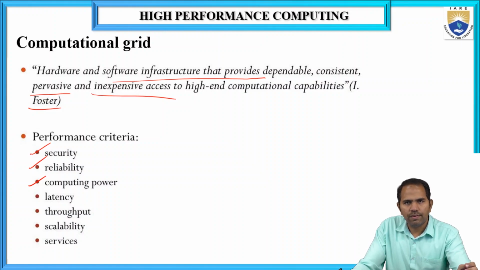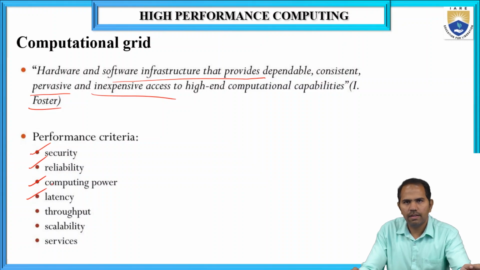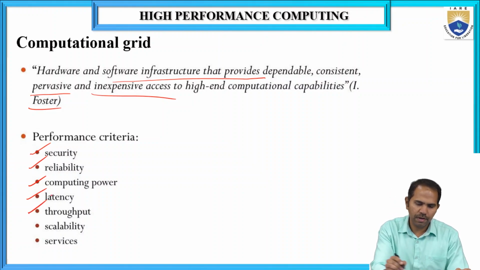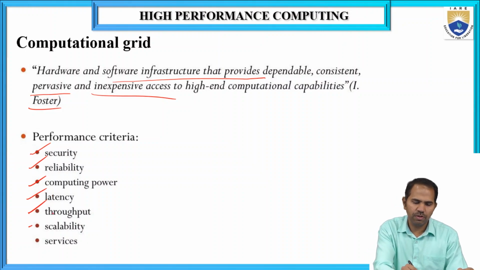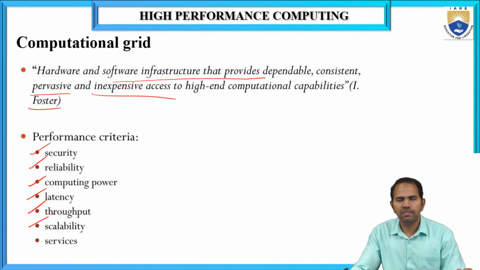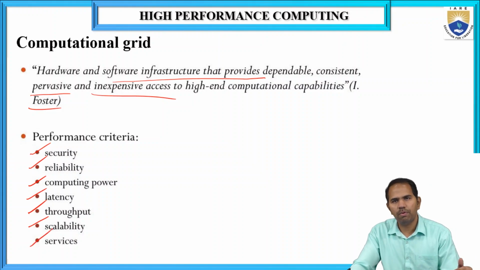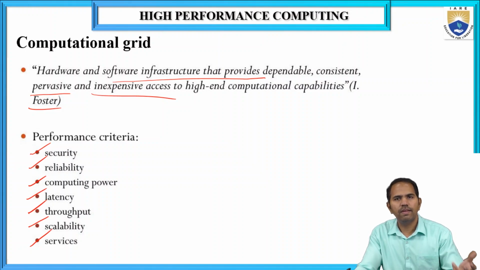For this one, we look at hardware and software resources and the computing power. What is the time to complete n number of jobs? Latency: what is the delay involved? We have to consider that in the performance criteria. And throughput: how many jobs are completed in a particular amount of time? And scalability: is it possible to improve the system by adding more systems to the existing ones? Is scalability present or not? Another thing is what services have to be provided. So these are all the points we discussed under the performance criteria.